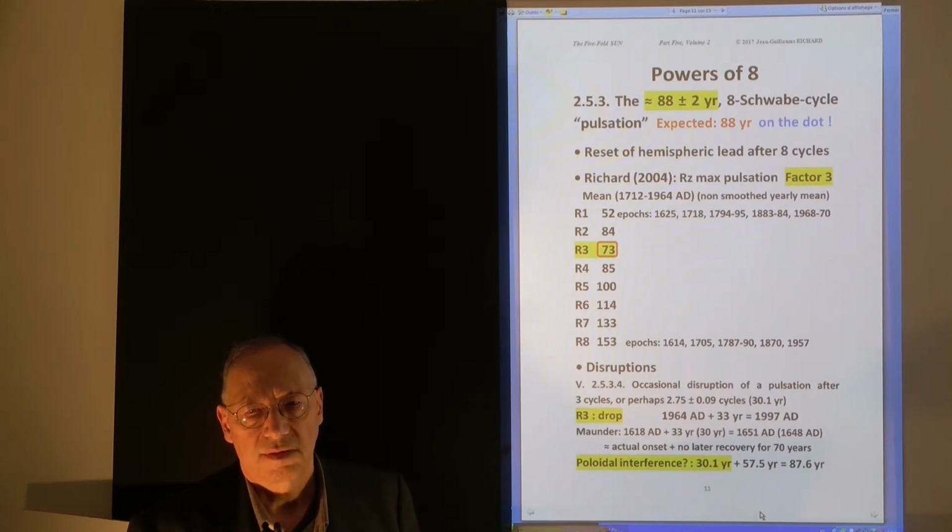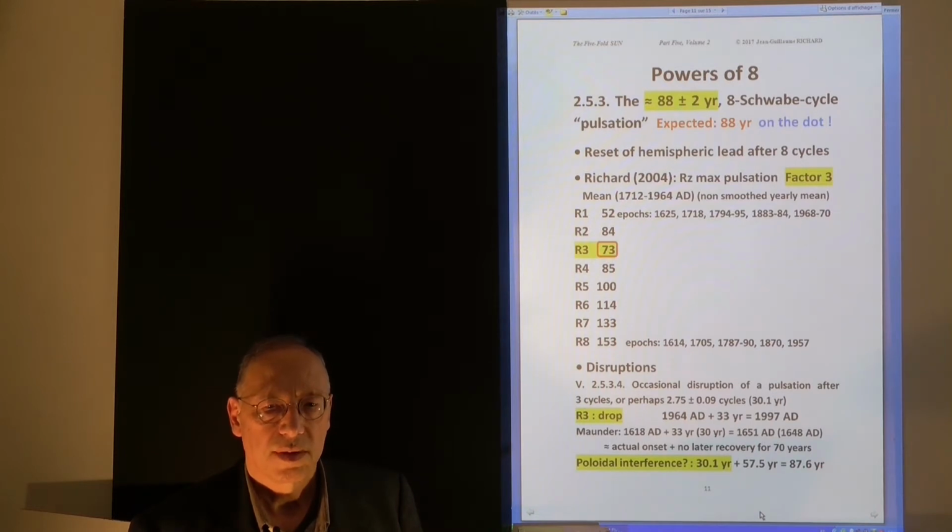And you see, after the length of one poloidal cycle of 30.1 years, we would have an interval of 57 years, which would correspond to a deep minimum, in this case the Maunder minimum, and the two add up to an 8 cycle pulsation in which the second part failed.